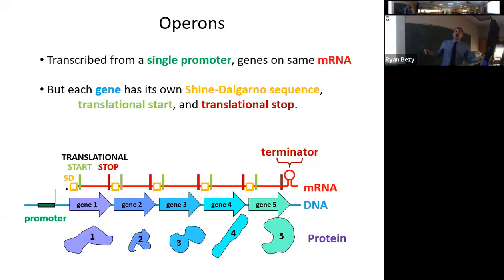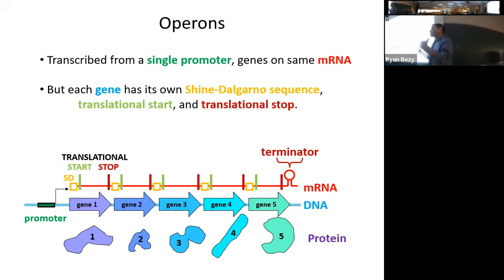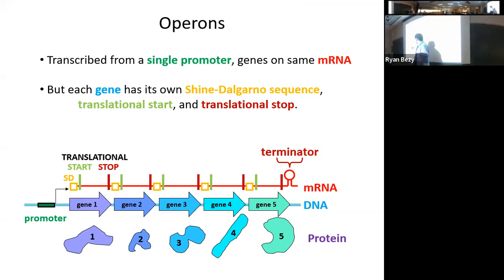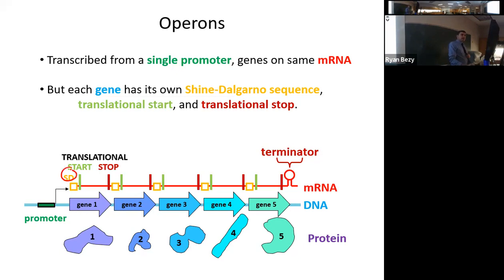Now, while they're transcribed from a common promoter and they're on the same messenger RNA, each gene has its own Shine-Dalgarno sequence, translational start sequence, and translational stop sequence. So again, there's a Shine-Dalgarno and start codon for gene number 1 and a stop codon. There's a Shine-Dalgarno and start codon for gene 2 and a stop codon, so on and so forth. So what that means is that ribosomes will bind here, they'll make the protein, but then they'll stop here. And so gene number 1 is making protein number 1.